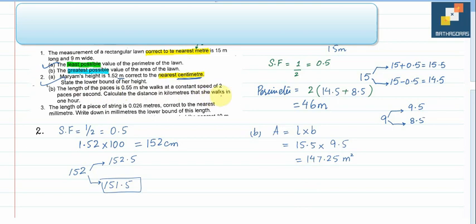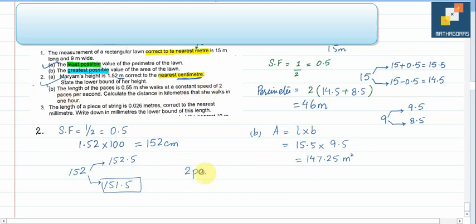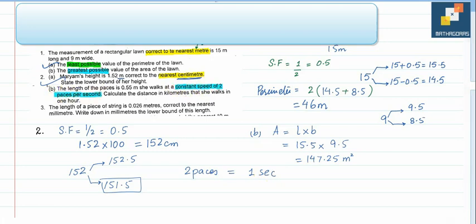So first thing, the time is given: the distance in kilometers that she walks in 1 hour. We know that it's 2 paces per second. So I can write that 2 paces in 1 second, right? And that phrase is this one, at a constant speed of 2 paces per second. In 1 second she walks 2 paces, right? She walks for 1 hour. So that means how many seconds does she need to walk?